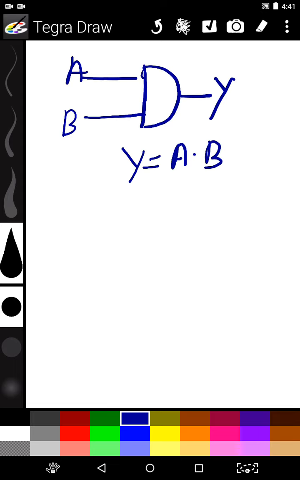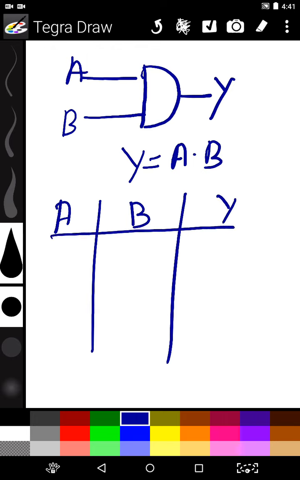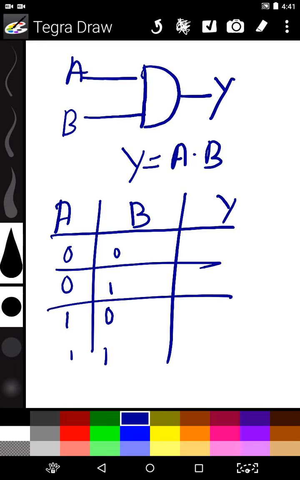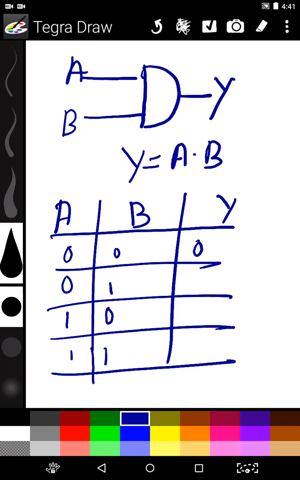This is the representation. The truth table for the AND gate has columns A, B, then Y. A and B take the values 0, 0, 1, 1 and 0, 1, 0, 1. The output for the AND gate is 0, 0, 0, 1.